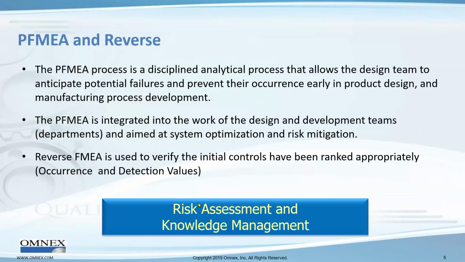So going back to the PFMEA, it's a disciplined approach that allows us to identify where the risk is, and it's integrated into our work design. But the reverse FMEA is basically focused on the controls, the preventative controls in relation to the cause of failure, and that would impact our ranking of occurrence. And then the gauging and checks that we do and where they are in the process would impact our detection process and values.